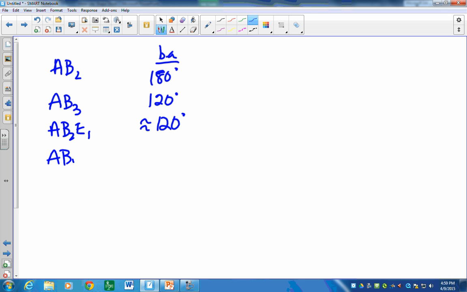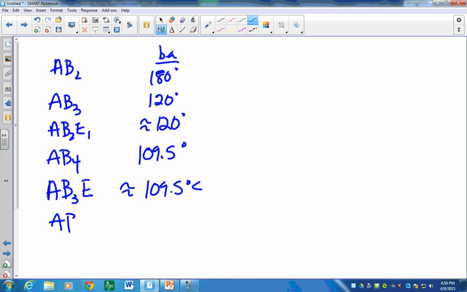Then you have AB4, which is tetrahedral, and the bond angle is 109.5. And then you have AB3E, which is trigonal pyramidal, and we say approximately 109.5. It's actually a little bit less. And then we have AB2E2, which is in the same family, because all of these are in the same family, and this is approximately 109.5.